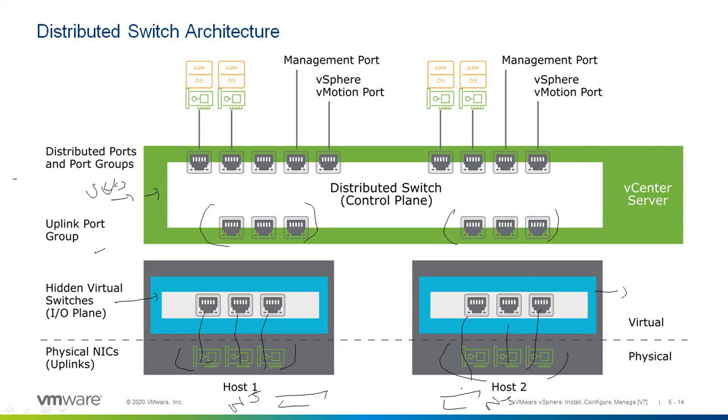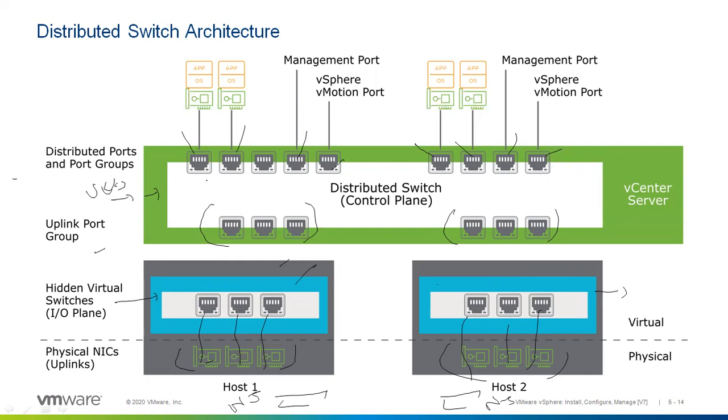Okay, so now if you go ahead and create, he took some example about distributed port groups. These ports are primarily used for virtual machines. These are primarily for the management port, probably from this host. vSphere vMotion port for this host. Same way for host 2, there are some VMs running on host 2. This is the management port and this is the vSphere vMotion port.